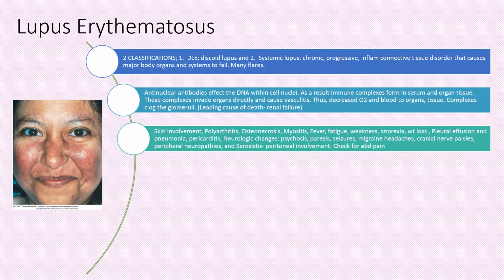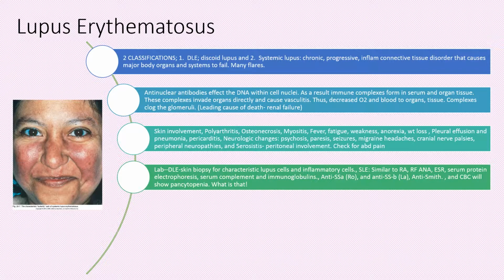Skin involvement is polyarthritis, osteonecrosis, myositis, fever, fatigue, weakness, anorexia, weight loss, pleural effusion and pneumonia, pericarditis. Neurological changes include psychosis, paresis, seizures, migraine headaches, cranial nerve palsies, peripheral neuropathies, and serositis. Peritoneal involvement is you want to check for abdominal pain. For lab DLE, you will check skin biopsy for characteristic lupus cells and inflammatory cells.